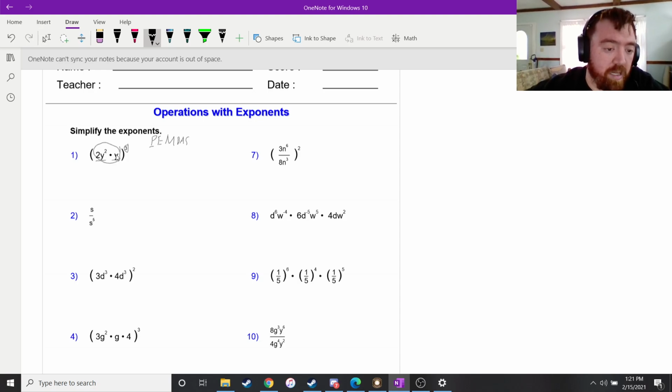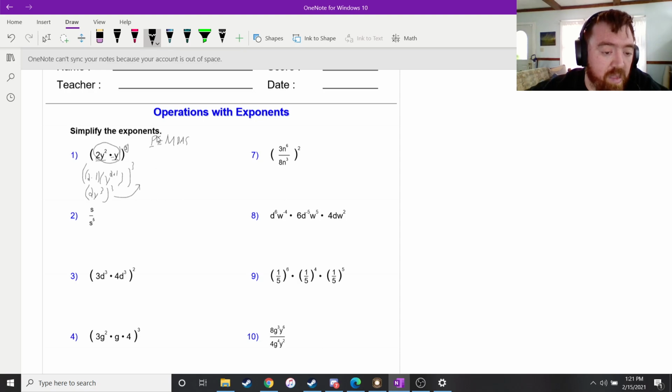2y squared times y. So remember, when we're multiplying things together that have the same base, we're going to add the exponents together. So we're going to split this up and do 2 times 1 because we have coefficients of 2 and an invisible 1. So 2 times 1. And then we're going to have y squared plus 1. Because remember, if there's no exponent showing, that's the same as an exponent of 1. We're going to do all of this to the third power. So I'm going to simplify this to be 2y cubed to the third power.